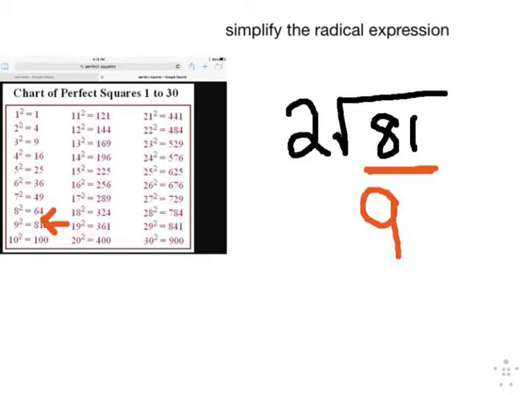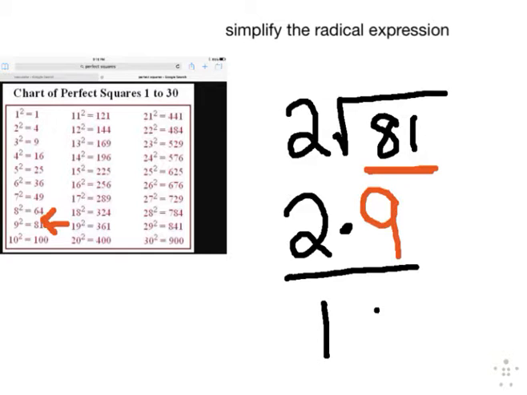And we're going to keep our 2 that was already on the outside. Since we're multiplying 2 and the square root of 81, you're going to be multiplying 2 and 9. Remember, 9 is replacing the square root of 81 because the square root of 81 is the same thing as 9. So we have 2 times 9, which gives us 18.